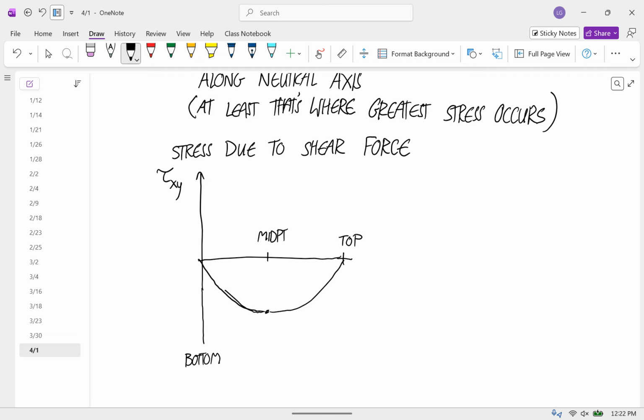And notice that that's the opposite of the effect with the bending moment. With the bending moment, the biggest absolute values are at the top and the bottom. With shear force, it's right at the middle, and at the top and the bottom, it's 0.